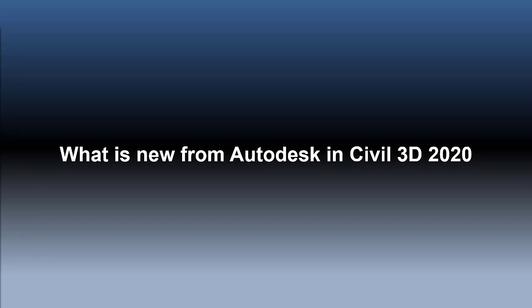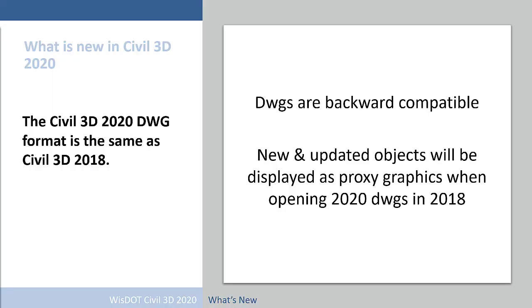So what is new from Autodesk in Civil 3D 2020? The big highlight is that the Civil 3D 2020 DWG format is the same as Civil 3D 2018. This means the drawing files are backwards compatible, as a drawing saved in Civil 3D 2020 can be opened and read in the 2018 version. This also includes X references and data references.